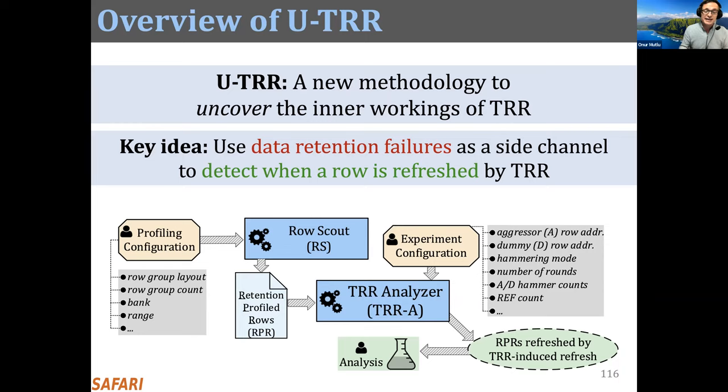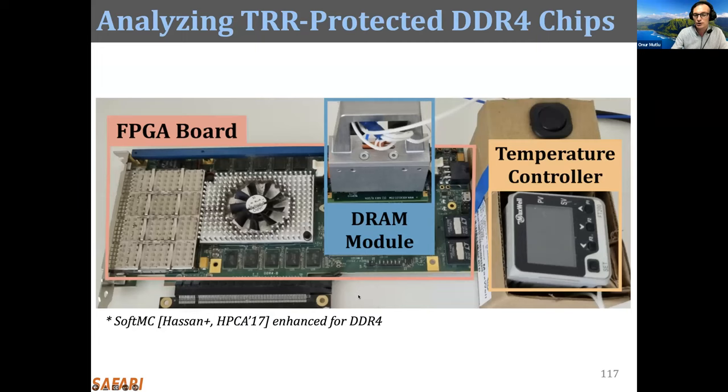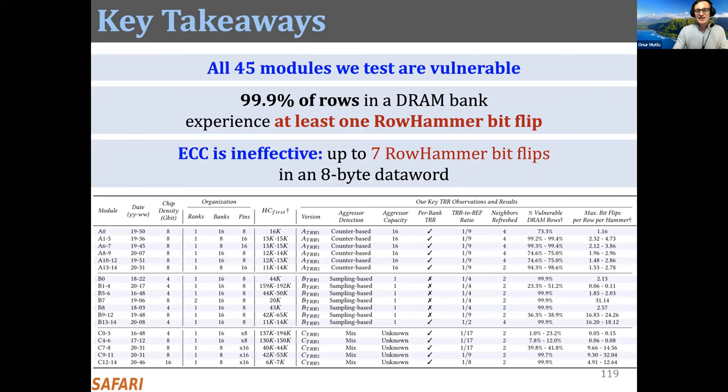Based on this analysis, you can figure out when these rows get refreshed by the internal TRR mechanism. To be able to do this, you really need to have this FPGA board that we developed to analyze these DDR4 chips. We're going to release this infrastructure very soon, actually, along with the code for uncovering TRR. So stay tuned on that one. So basically, these are the results.